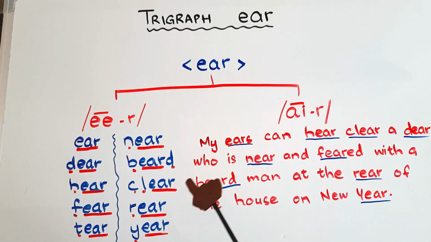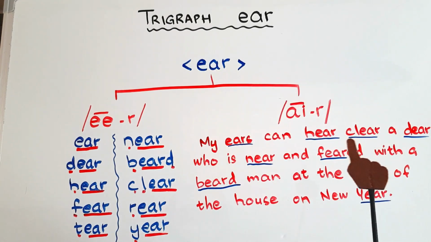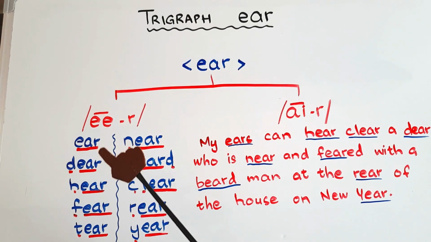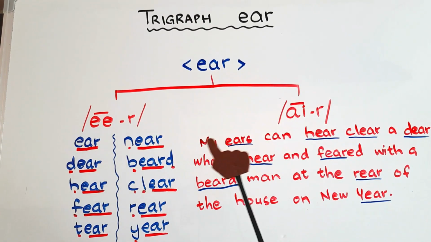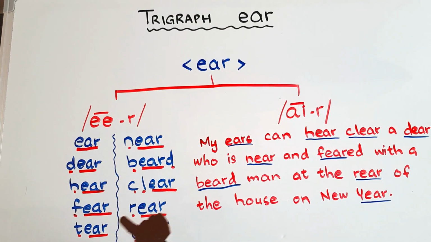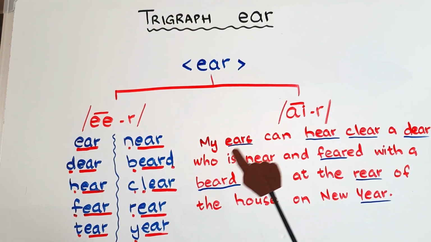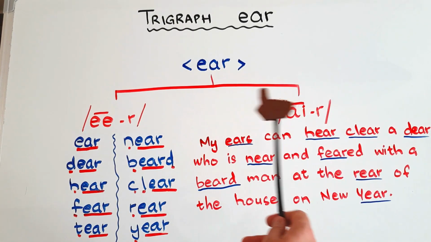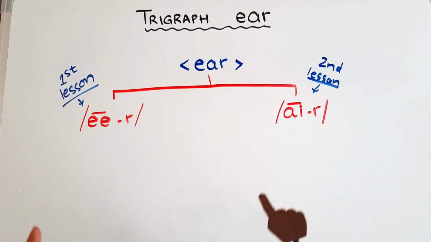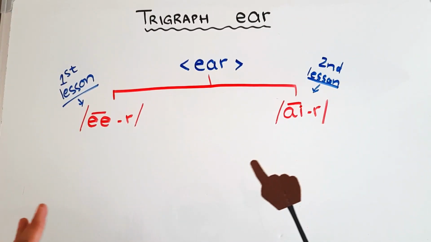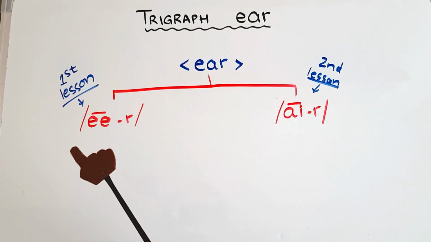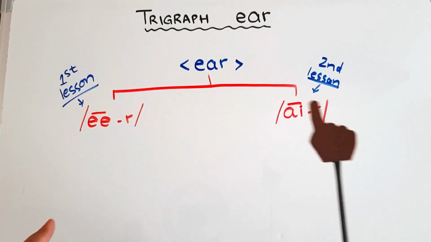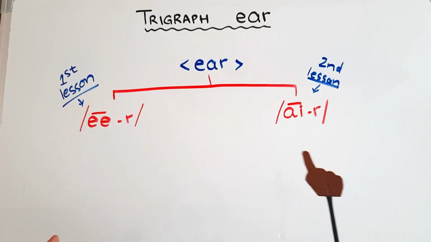Now let's move on to EAR as air. That is the second lesson. Okay, you will not immediately go from ear to air. There should be something in between. Let the children absorb this concept, and then some other day, some other time, you can move on to this pronunciation of ear. So this is a new day, a new lesson. Children have got the concept of this spelling and pronunciation, that this is ear. Now you are going to introduce them the other pronunciation of this trigraph, that is air.